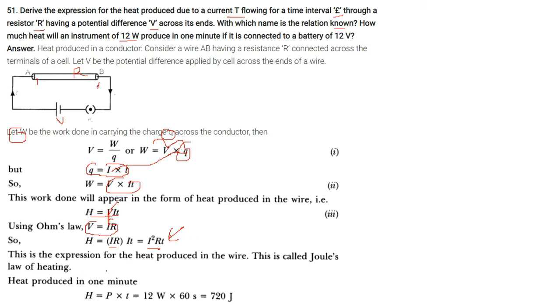So the heat produced in 1 minute according to this question is power into time. Power is 12 watt given in the question, and time is 1 minute, that is 60 seconds. So 12 watt into 60 seconds, that will be 720 joules.